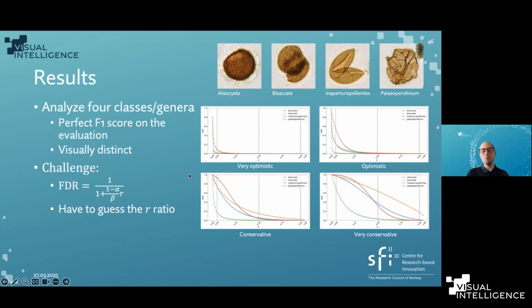So while it's difficult to make an accurate prior estimate of the number of false discoveries, we can see, for instance, that the green curve, which corresponds to Apertura Polonites, will likely generate much fewer errors compared to the red curve, which belongs to the Paleoperidium class.